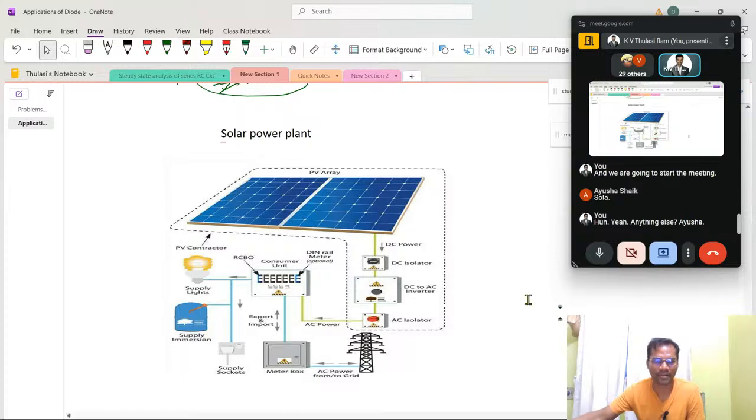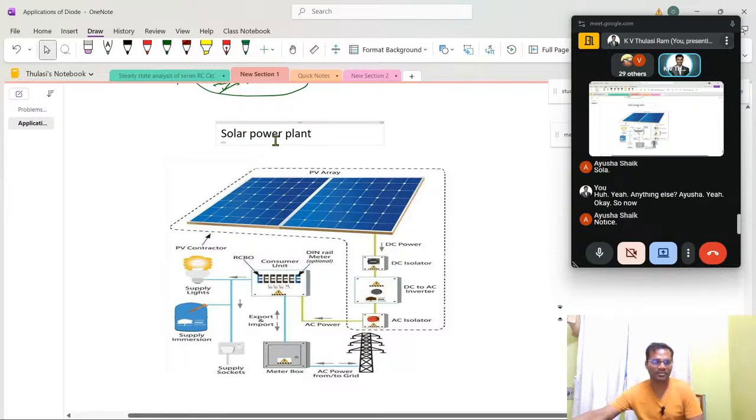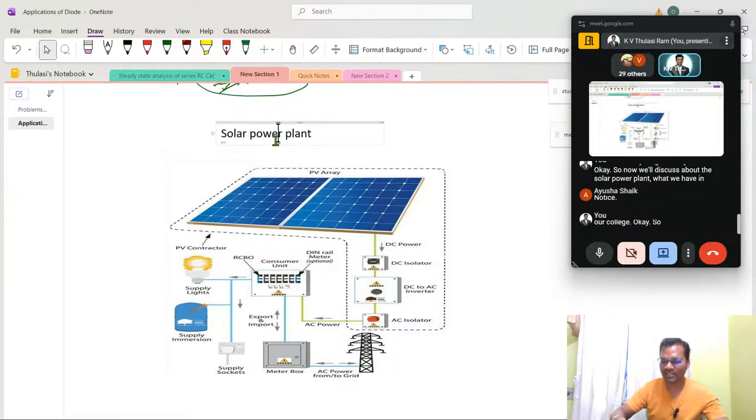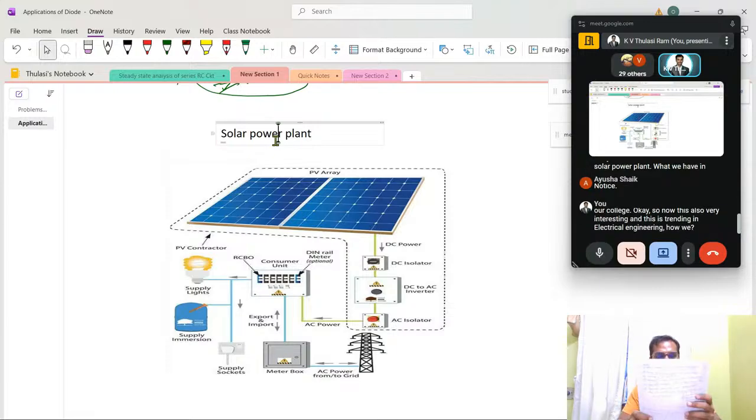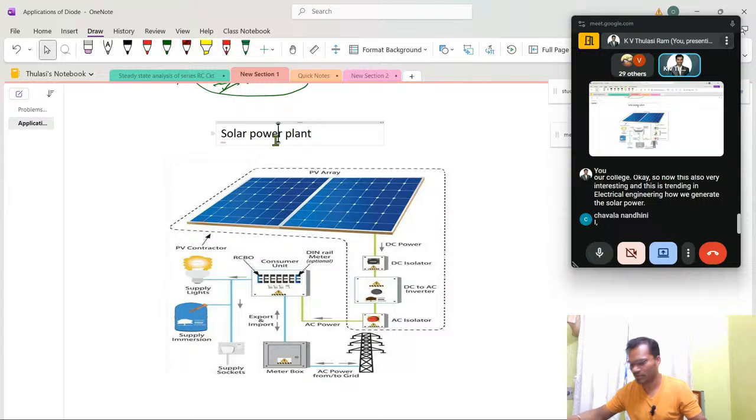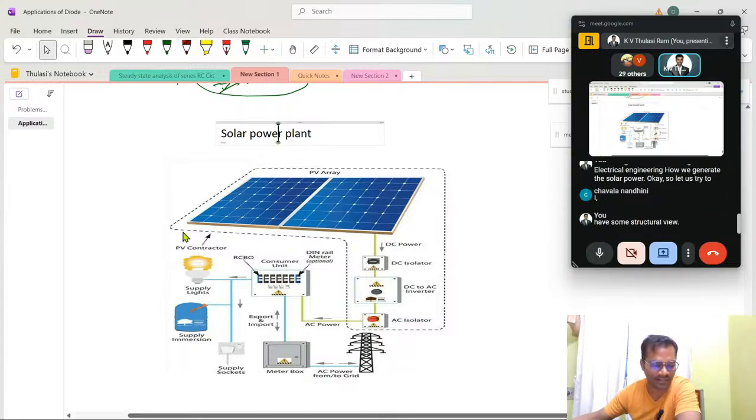Okay, so now we'll discuss the solar power plant that we have in our college. This is also very interesting, and it is trending in electrical engineering: how we generate solar power. Let us try to have some structural view.